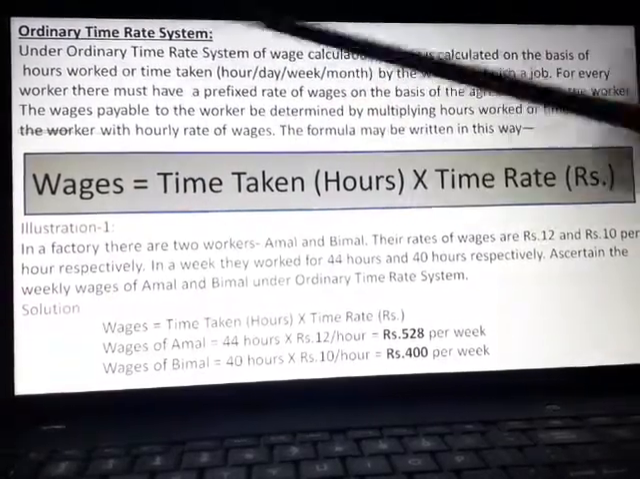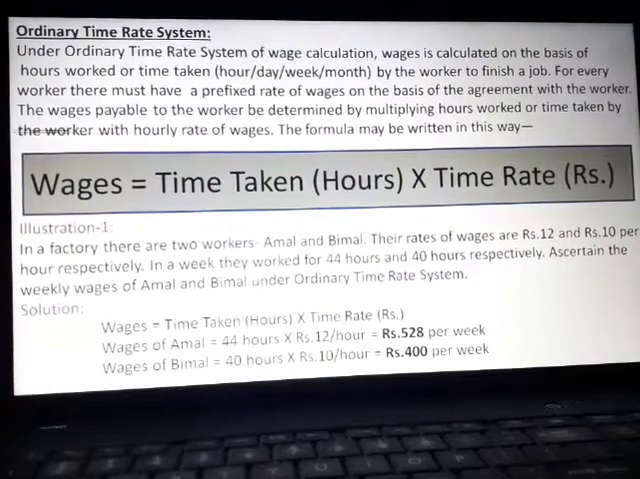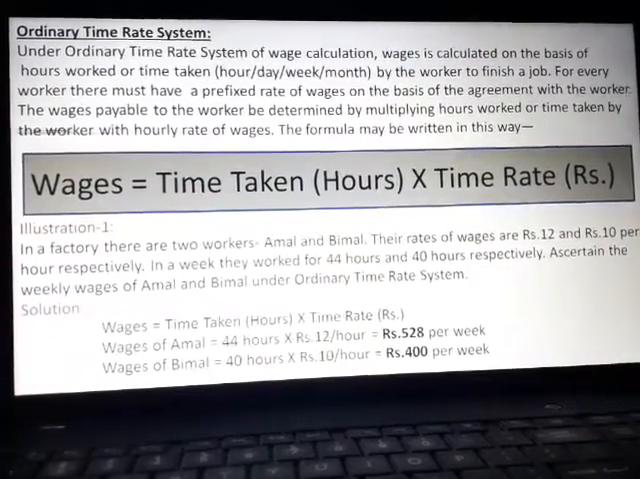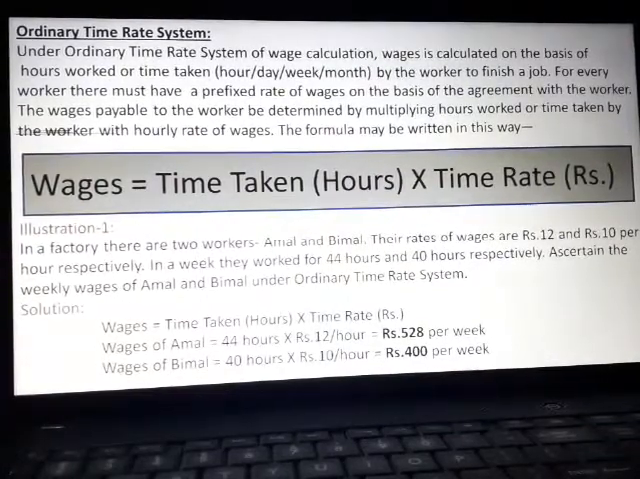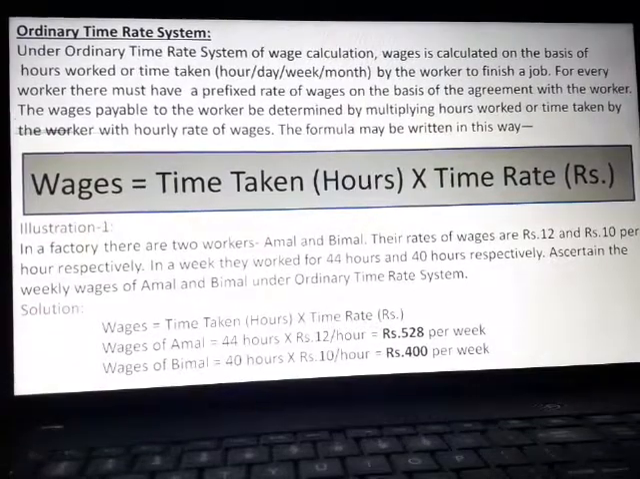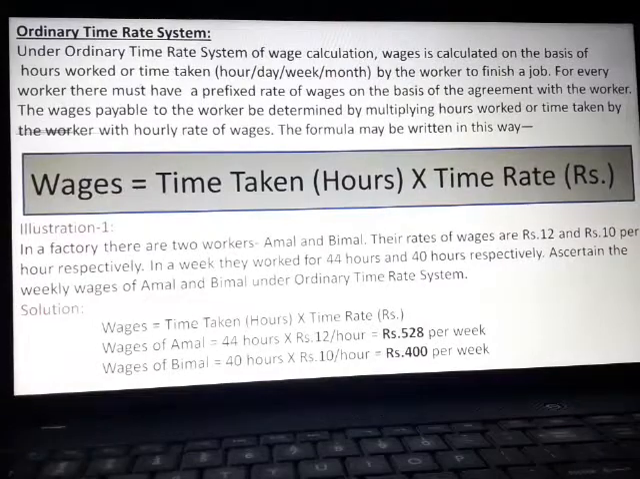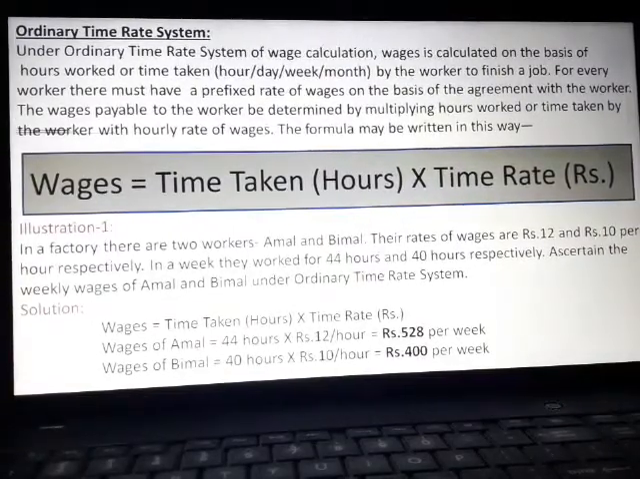For every worker, there must be a prefixed rate of wages on the basis of the agreement with the worker. So, while the workers are joining the business or the factory, there must be an agreement with the worker that at what rate they will be paid, that is called the prefixed rate of wages. In case of time rate system, that may be hourly rate of wages, daily rate, weekly rate, or monthly rate of wages.